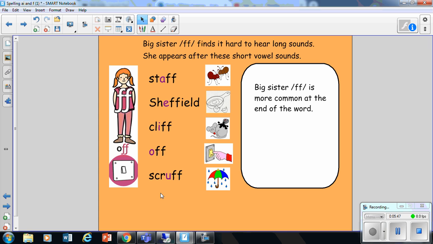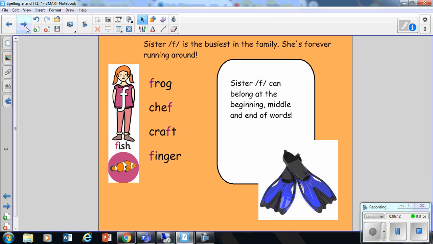We don't say staaaff, we don't say Sheeeffield, we don't say cleeeve. Okay, they're very short and quick. We go staff, Sheffield, cliff, off, scruff, very short vowel sounds, and that's when you find the big sister. Okay, so a little bit of subject knowledge there for you and your mummies and daddies.